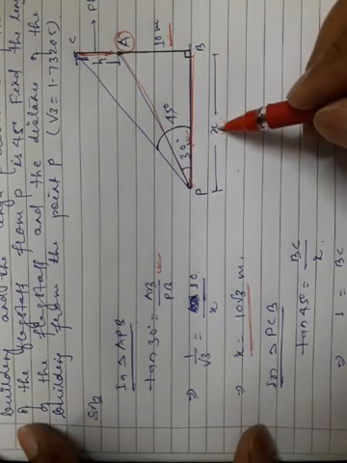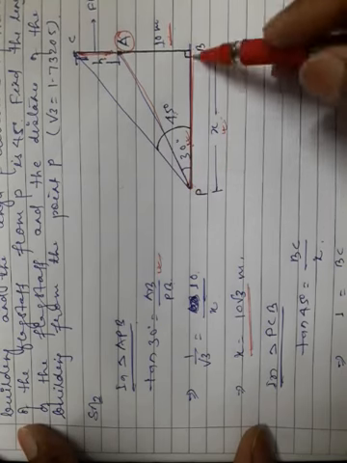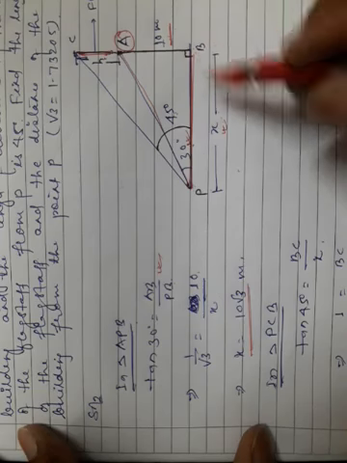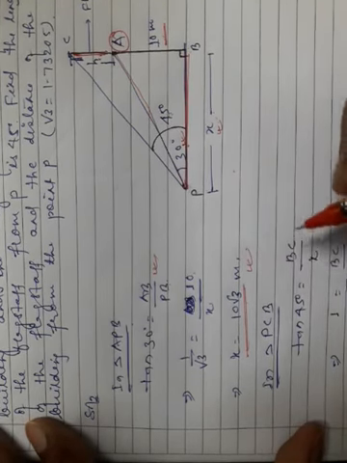And here x is what? The distance between the point P and the building. It means the distance between the point and the building is 10 root 3. 10 root 3. This is our first answer.